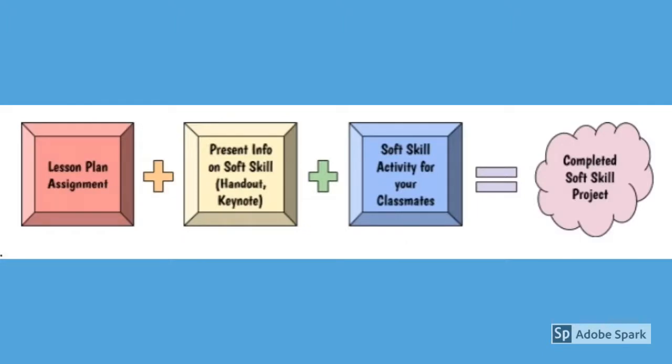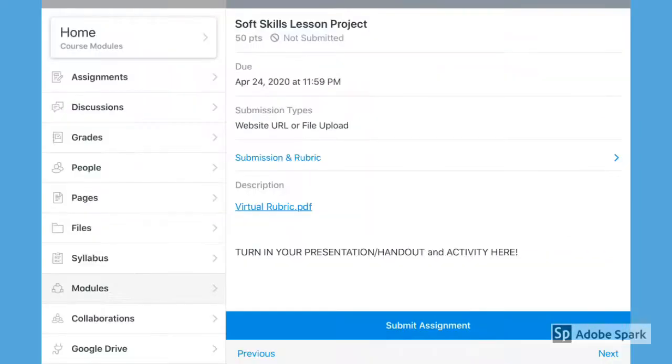So once you complete and turn in the lesson plan, you create your presentation, which is a handout or keynote, and then you create your activity, then you're pretty much done with everything and you just have to turn it in on Canvas. And here's where you turn it in. You turn it into the Soft Skills Lesson Project, and you want to upload any PDFs that you have created, like in Google Docs or in Keynote. Or if there is a link to a Kahoot, you can also turn in a URL to this project.